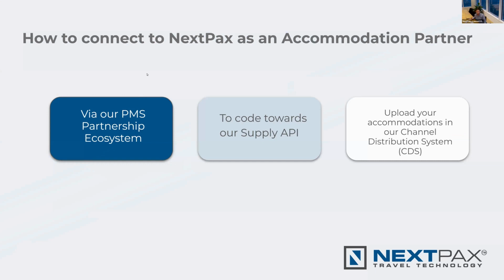As an accommodation partner, you can connect with NextPax in various ways. So we have a very large PMS partner ecosystem, in which I will delve in a little bit of a moment. And then larger partners or other technologies can also code towards our supply API. And then for the very small entrepreneurs, they can also upload their accommodations in our channel distribution system, which is a fairly easy system for the ones that have worked with spreadsheets beforehand and now want to have a system to distribute to multiple channels at ease.